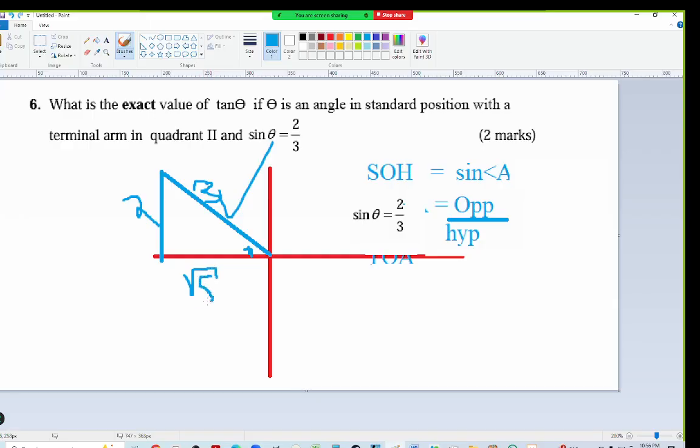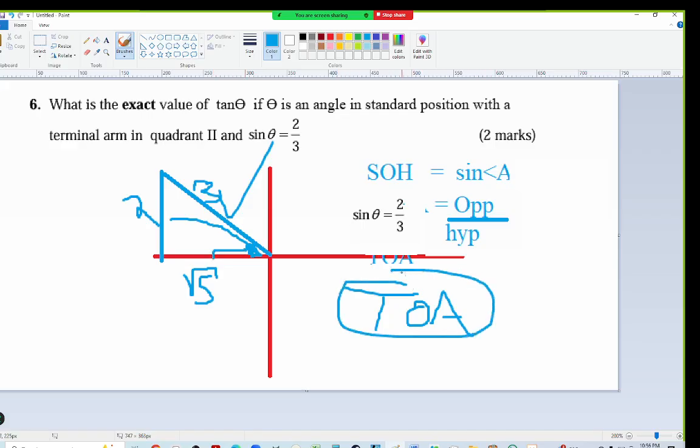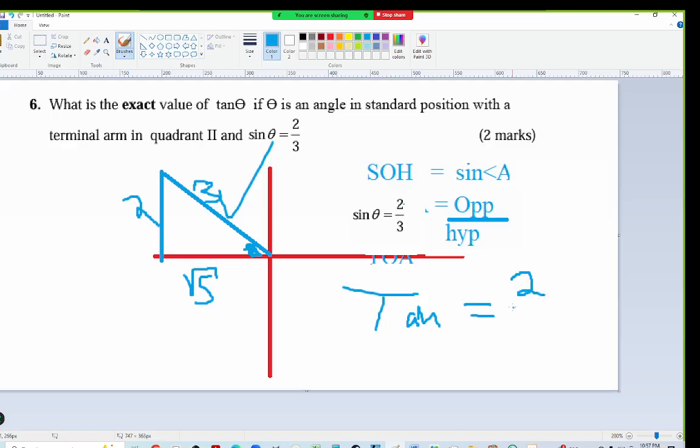At this point, I can figure out what the tan is of this angle. Tan in SOHCAHTOA is TOA. What does that stand for? Opposite over adjacent. So here's the opposite, here's the adjacent. What's the tan of this angle equal to? 2 over square root 5. Now, there's only one little trick that you'll lose marks on.